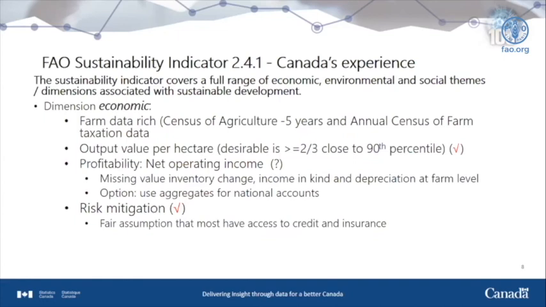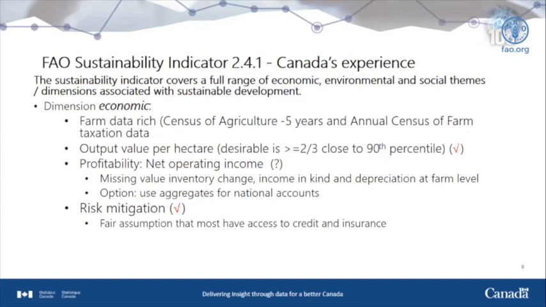I will go quickly through some slides because you already have or heard about the questionnaire. So in terms of the economic dimension, the first one, the output value per hectare, was pretty straightforward to report because we have data every 5 years from the Census of Agriculture. Where it becomes a bit more complicated is the profitability, the net operator income. But we're getting much better at linking the administrative data sources with the Census of Agriculture, but again, there are many changes within the 5-year period.